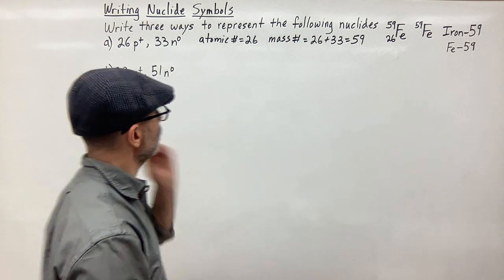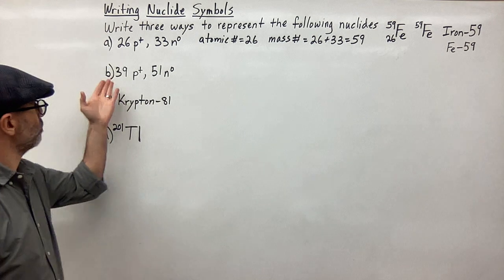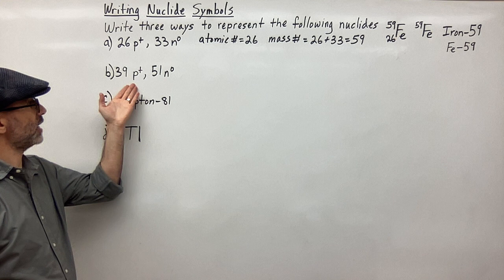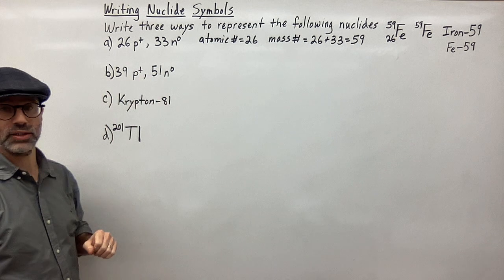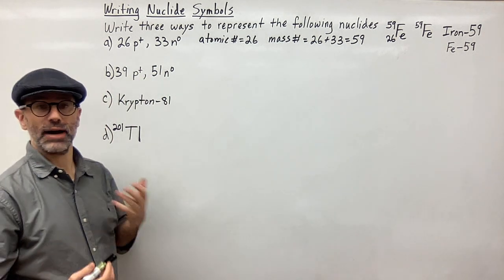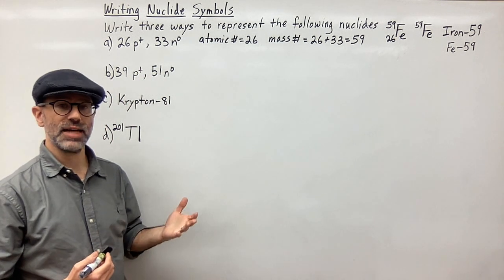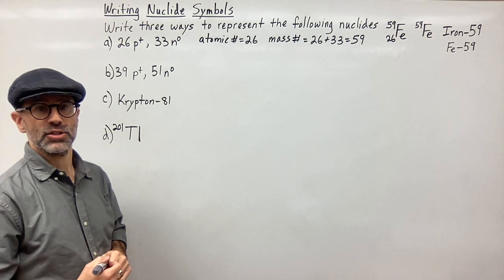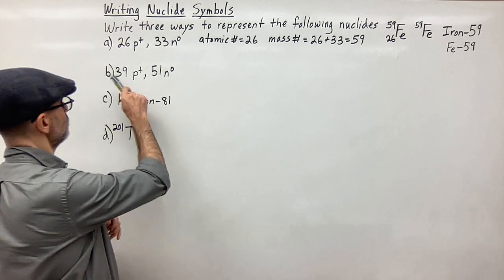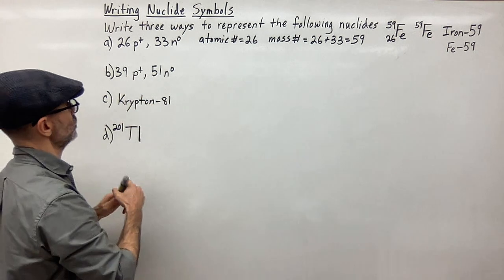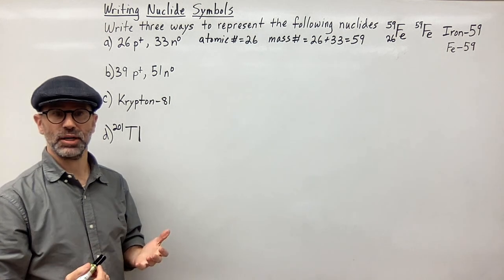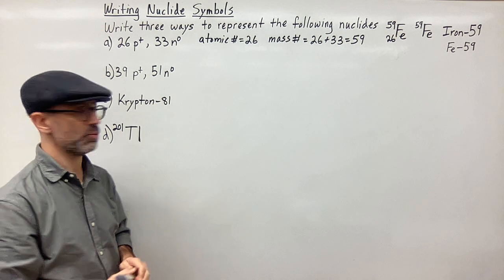Okay, so now on to the next one. Now for B, we're given 39 protons and 51 neutrons. So same thing, we have to identify the atomic number and the mass number. So here, they're giving us the number of protons, which is 39. That is the atomic number. The atomic number tells us the number of protons.